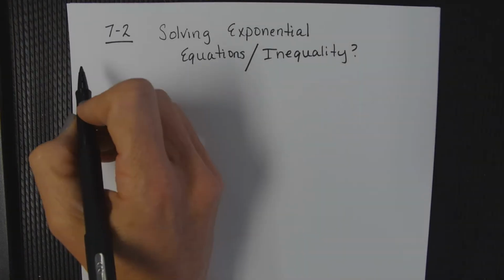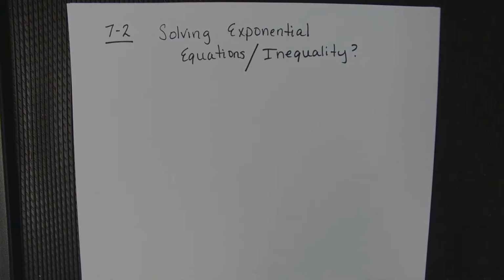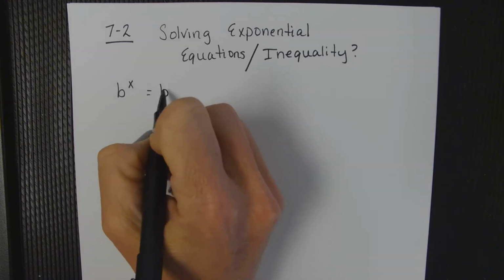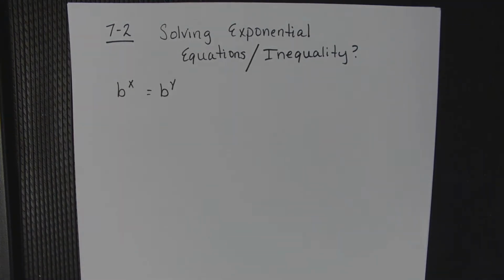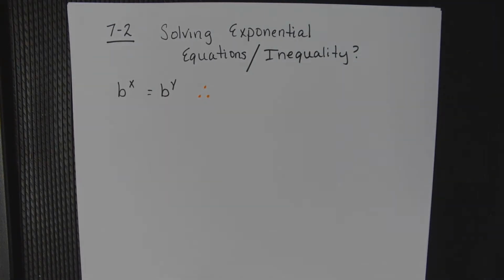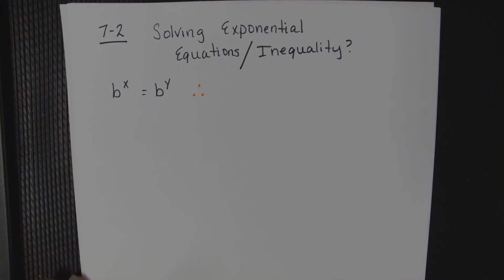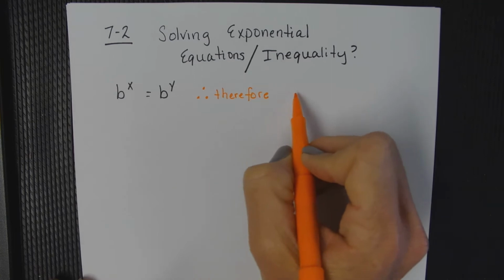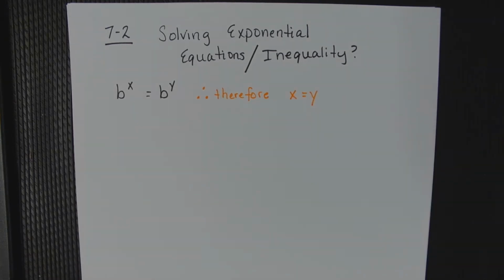Anyway, the video's on. So we have exponential equations. And basically, if you have b to the x equals b to the y, so what's our base here? B. Do y'all know what that means? Where did you learn that? I don't know why I learned this, but in seventh grade, when we were in New York. Yes. Therefore, x equals y.